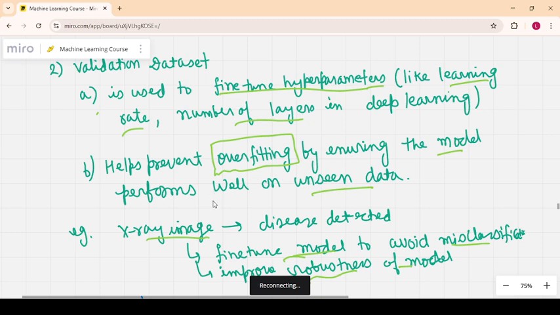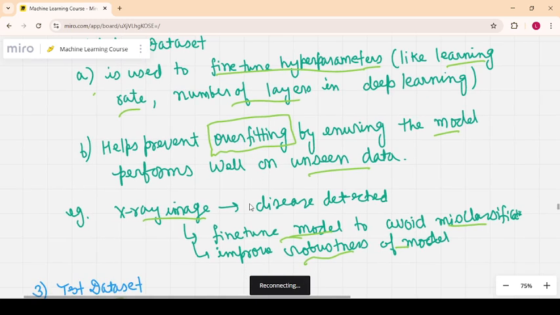Parameters are those values that are trained, that are learned during the training. Hyperparameters are those values that are set before the training and will not change during the training. That is the key difference. Please pay attention to it.